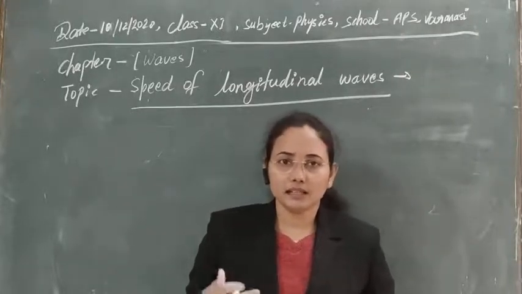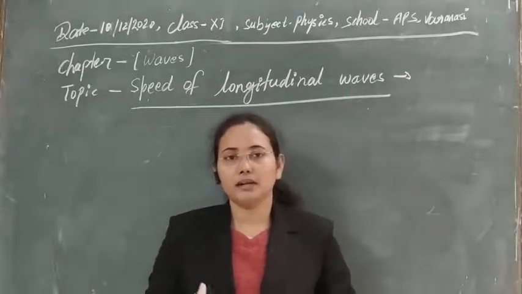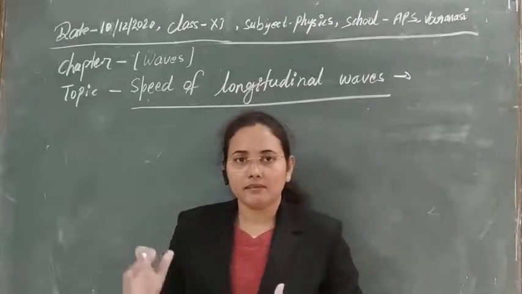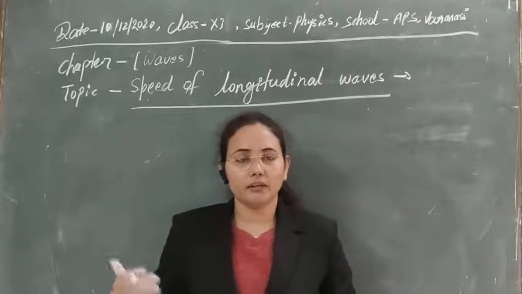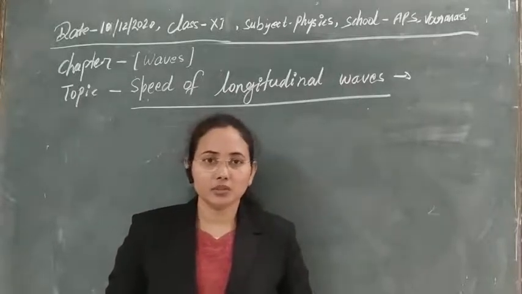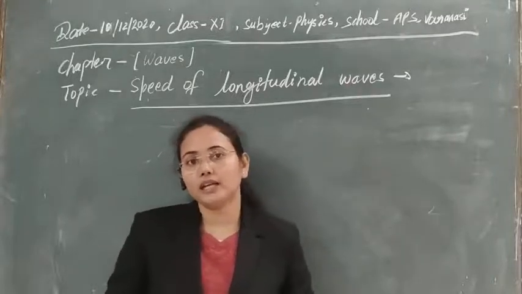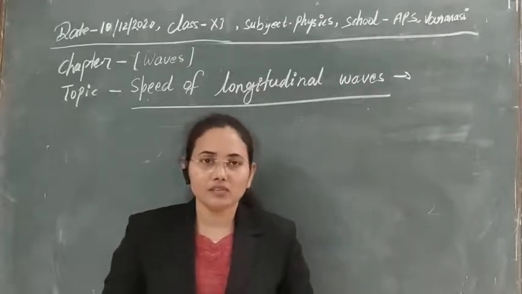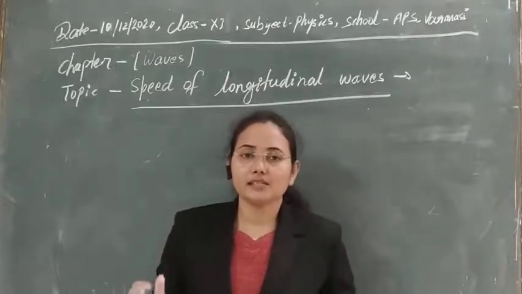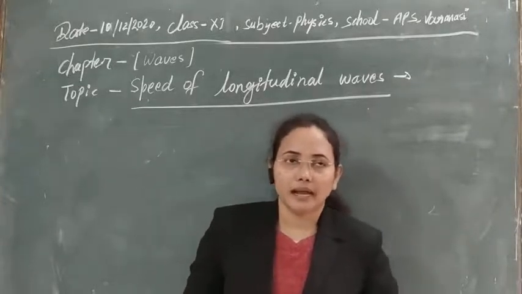So here we are seeing that the direction of oscillation of particle and propagation of wave both are in the same direction, so this is a longitudinal wave. So what will be the speed of the longitudinal wave that is produced by the particles that are oscillating in the same direction? And in case of longitudinal waves, rarefactions and compressions are generated in the system.